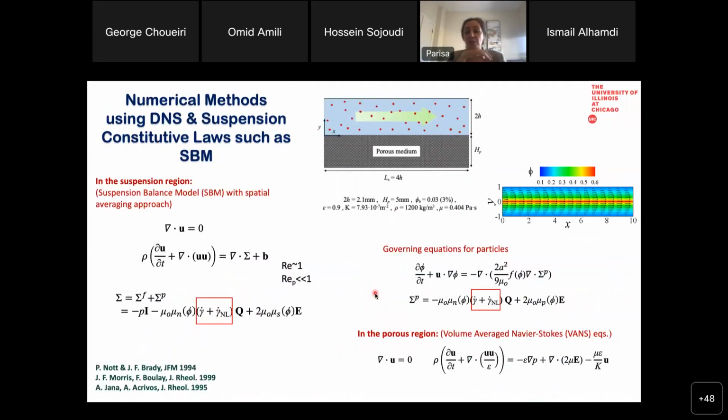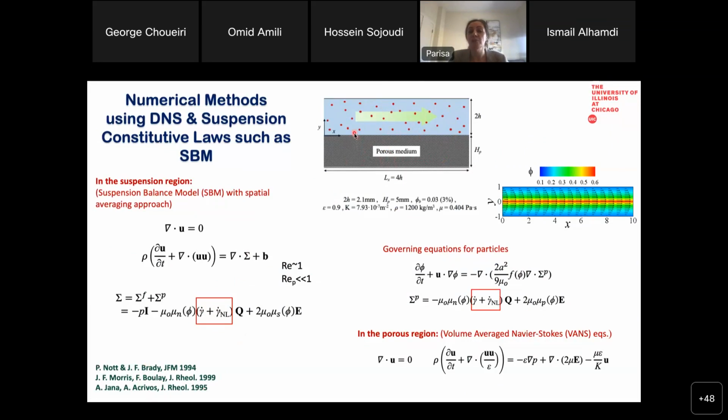Then what was interesting here was the numerical methods, and we wanted to prove if there is any numerical method that we can use by coupling of the suspension with porous media. As you may know, there are some methods called mixture models for suspension. Here is an example of our channel: we have a suspension on top, porous media on bottom.